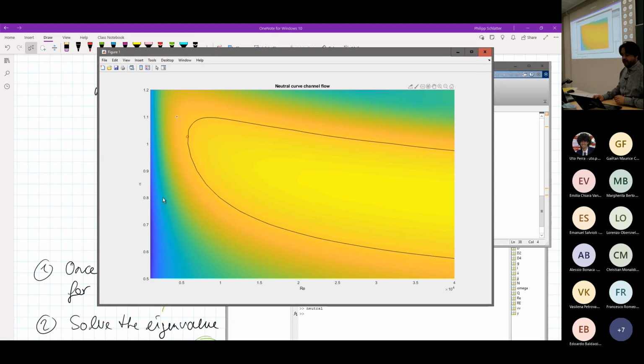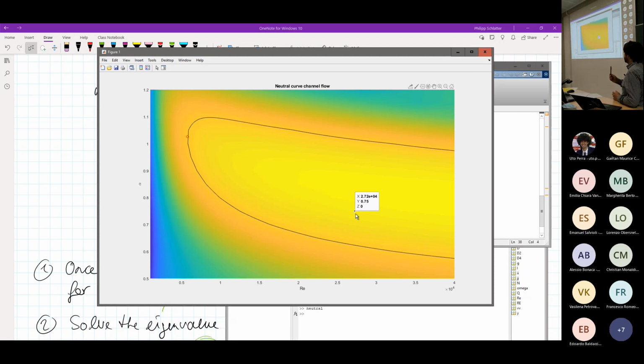And it turns out that everything outside of this curve is stable. So outside it has a lower growth rate than zero, so it means it decays. And inside this, it has a higher growth rate than zero, so it is amplified. And of course now my initial question was, what is the lowest Reynolds number at which my channel becomes unstable?